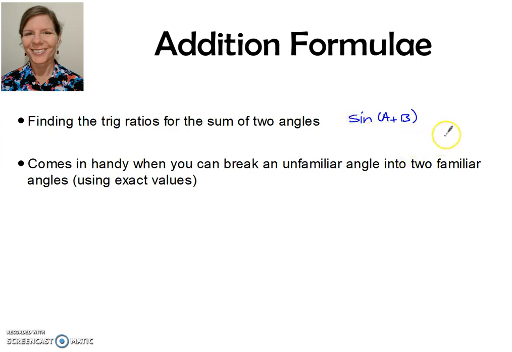But if we don't have our calculators and the sum of A plus B is something unfamiliar, like maybe 115 or 75 or something like that, what we can do is break it down into a sum of two familiar angles. So for example, 75 we can break down into 30 plus 45. Now we know how to find the exact values of sine of 30 and sine of 45. So we can use the formulae and break it down like that, and then we don't need to refer to our calculators. We can do it in our heads, which is pretty handy.